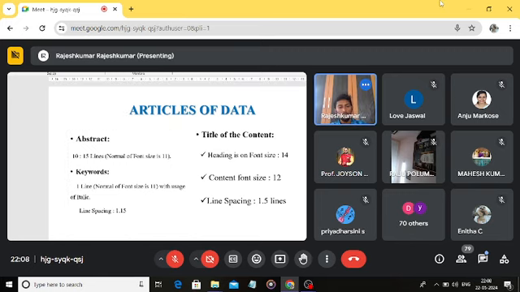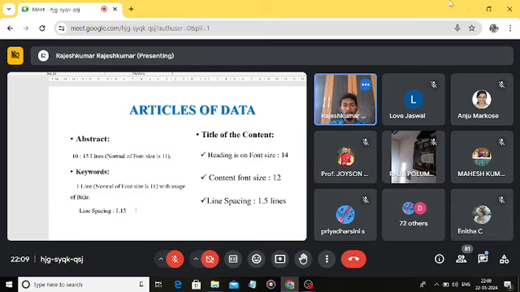Keywords should be represented in one line in font size 11, with a line spacing of 1.5. In that abstract and keywords, we have to create 10 to 15 lines of abstract in font size 11, with the keywords in one line. We have to give a line spacing of 1.15 only.